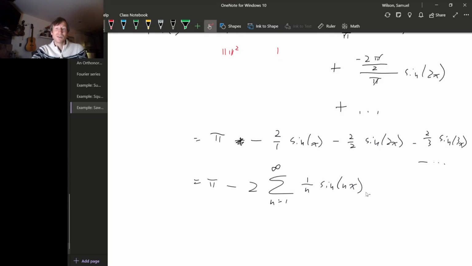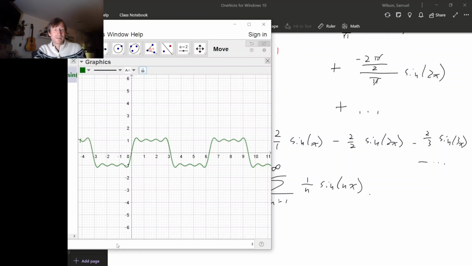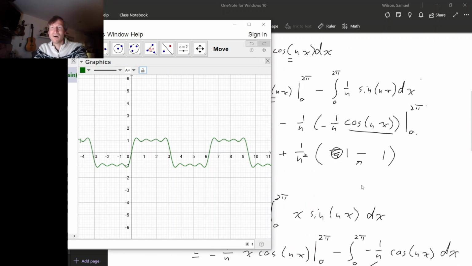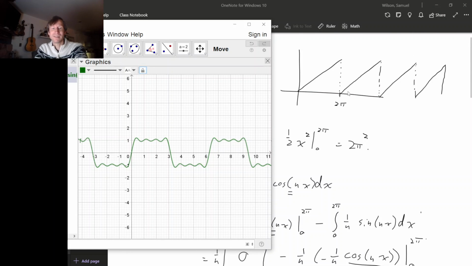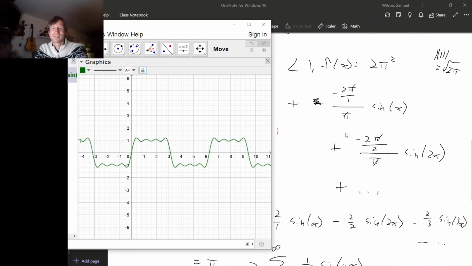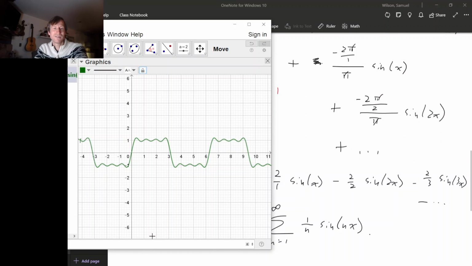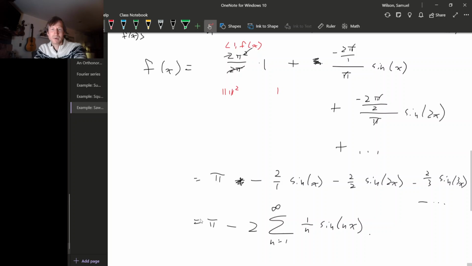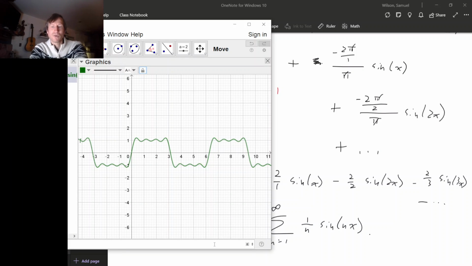Okay, so let's look at what this gives us when we graph this thing. So again, remember the sawtooth function that we started with, the graph looks like this. So now let's enter this Fourier series. The constant term, remember, was just pi. So pi minus 2 times sine of x. Okay, that doesn't look very much like that sawtooth, but let's do a few more terms. Minus 2 over 2, so 1 times sine of 2x.